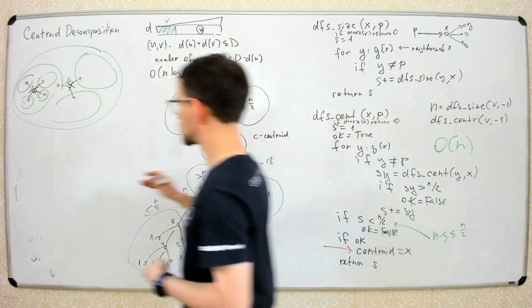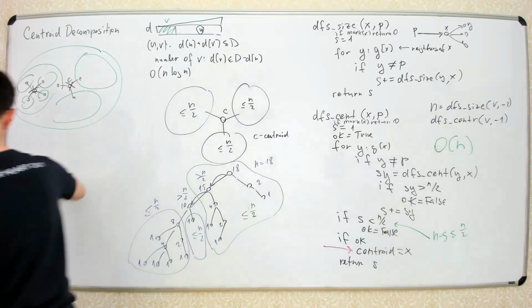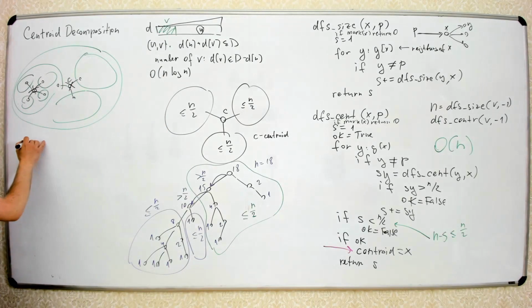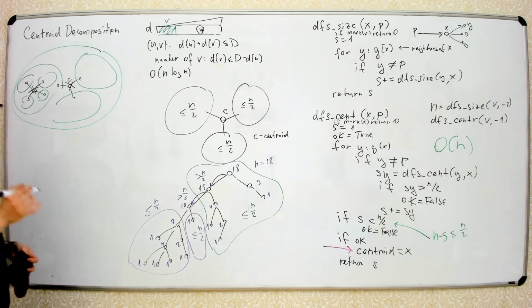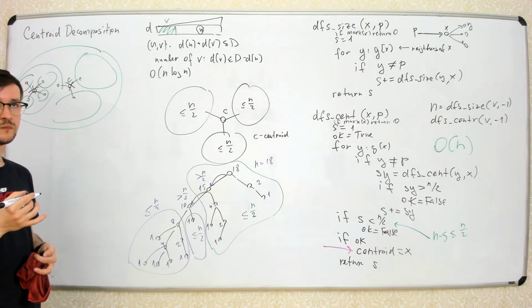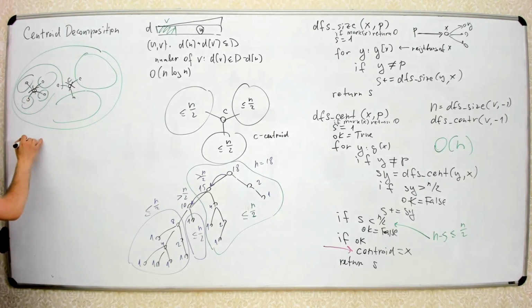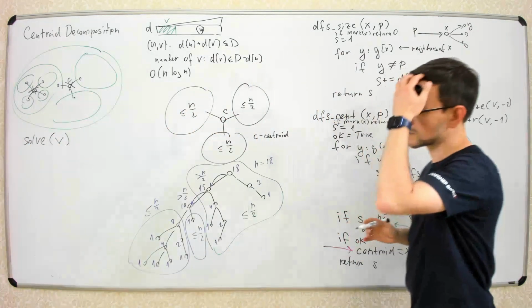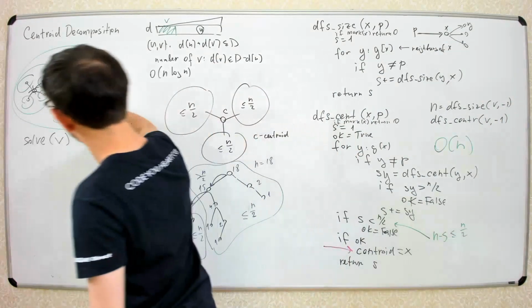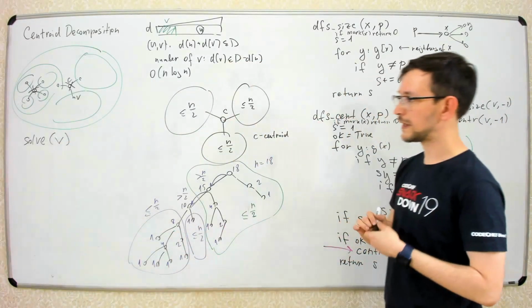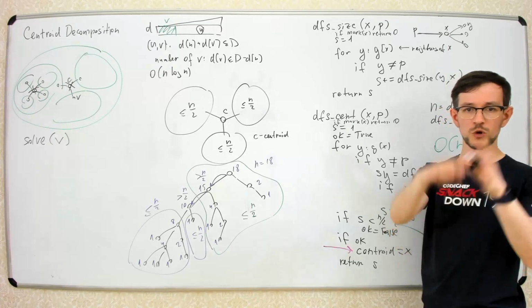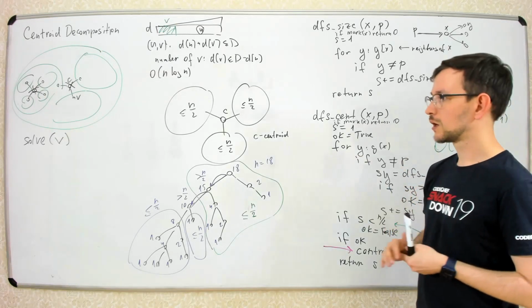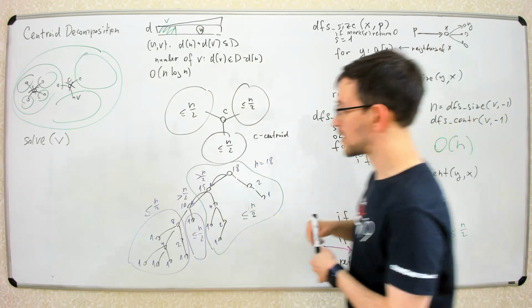No, let's write a procedure. So how to find these centroids? We do it like this. I need to write some code. Let's say solve for node V. Solve for node V takes some node V and solves the problem for the component which contains this node V. So we'll first find the centroid.